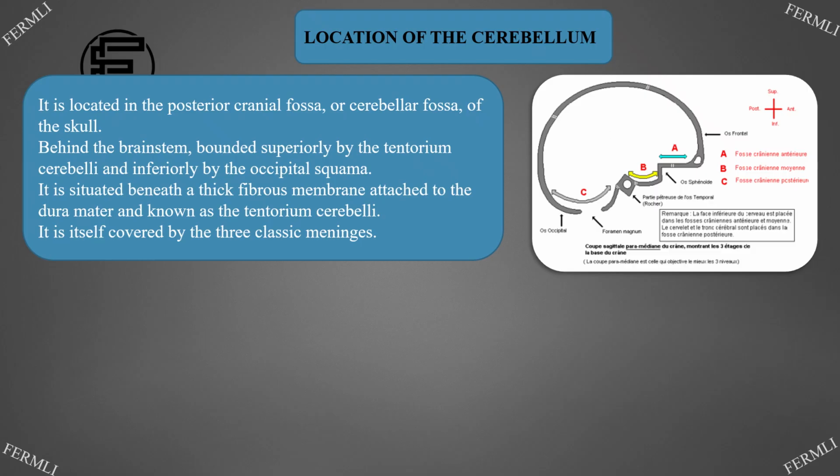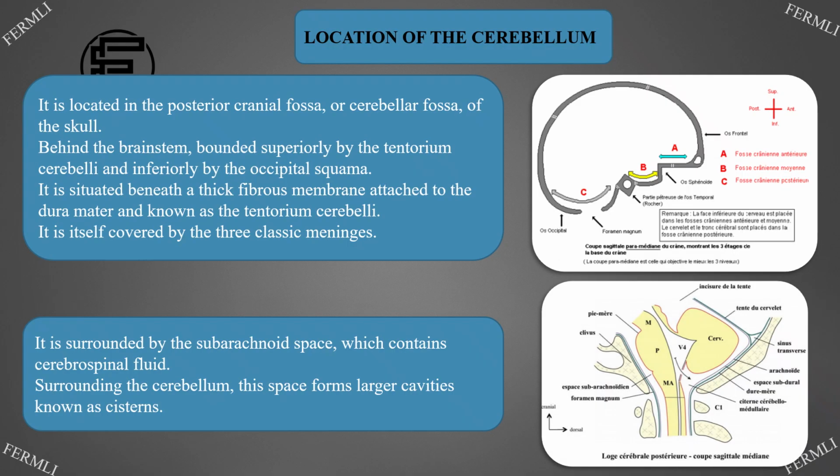It is itself covered by the three classic meninges. It is surrounded by the subarachnoid space, which contains cerebrospinal fluid. Surrounding the cerebellum, this space forms larger cavities known as cisterns.